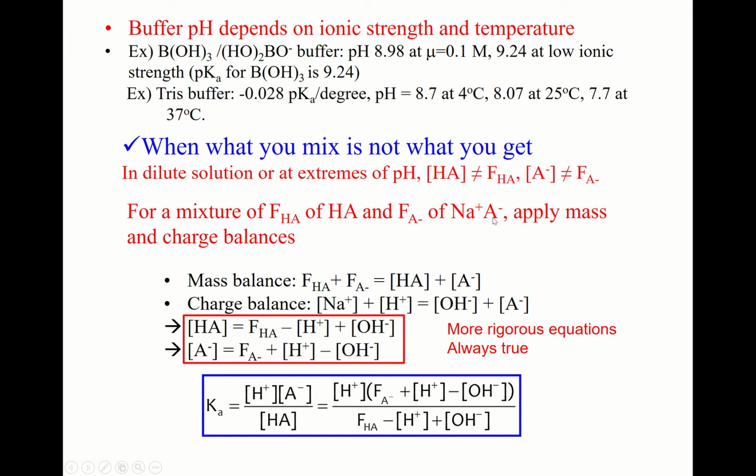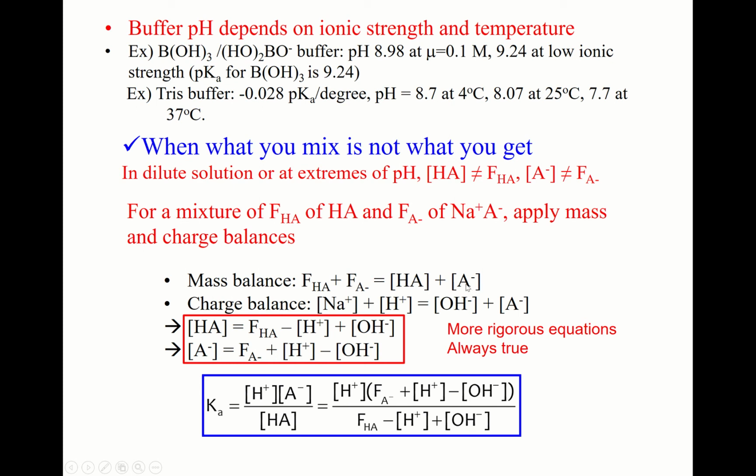From the mass balance, we can write this equation. F is the formal concentration, and the bracketed HA is the equilibrium concentration, which means the concentration after dissociation, in other words, after equilibrium. So the mass balance says that the total concentration of HA and A minus, which is the sum of the formal concentrations, equals the sum of the equilibrium concentrations of these two species.